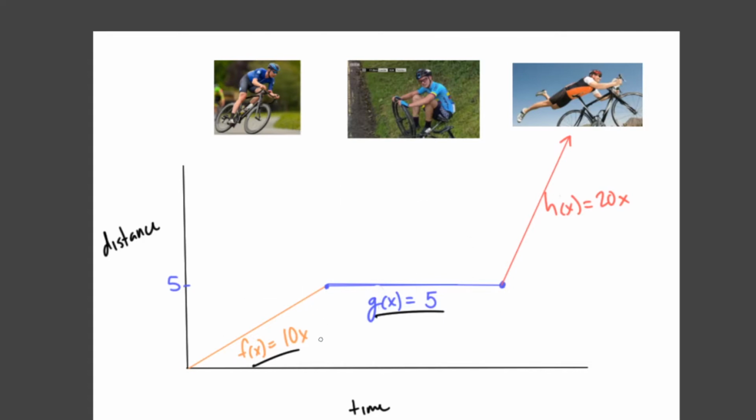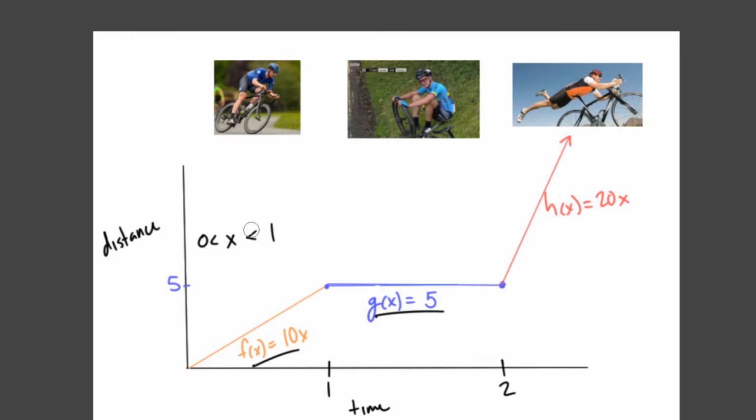When you're looking at this, let's say that this was at 1 hour and this one was just at 2 hours. We'll make it nice and simple. We're going to say that this function happens when x is greater than 0, because of course he had to start at 0. X is greater than 0, but less than 1.